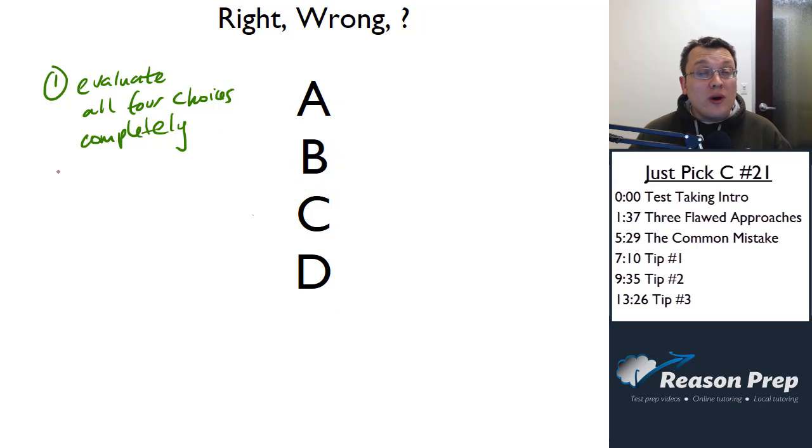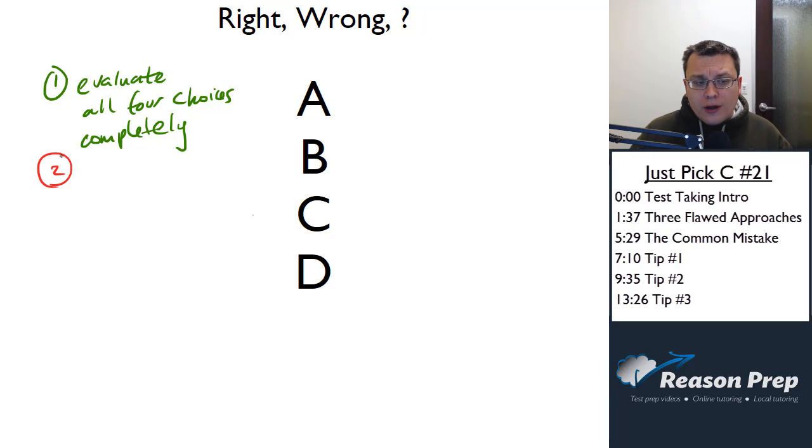So the first thing we always have to do is evaluate all 4 choices, always. You should never, ever not read a choice. If you find yourself skipping choices because you think you found the answer, huge mistake. I guarantee you've got a number of leaks in your approach that you could just close up by reading all 4 choices. So that's the first thing.